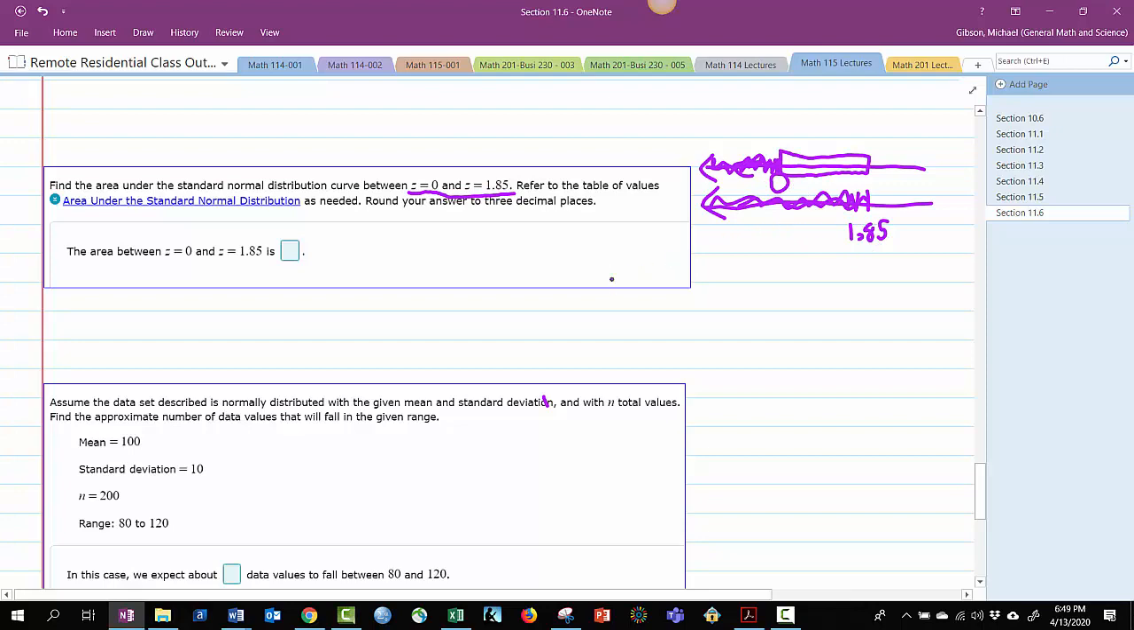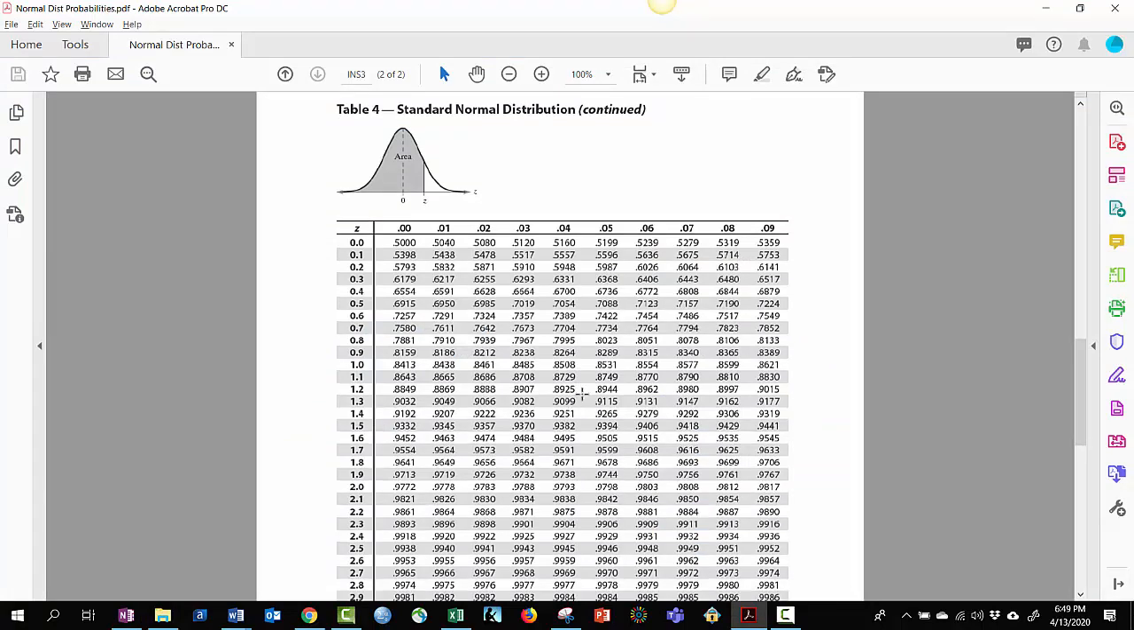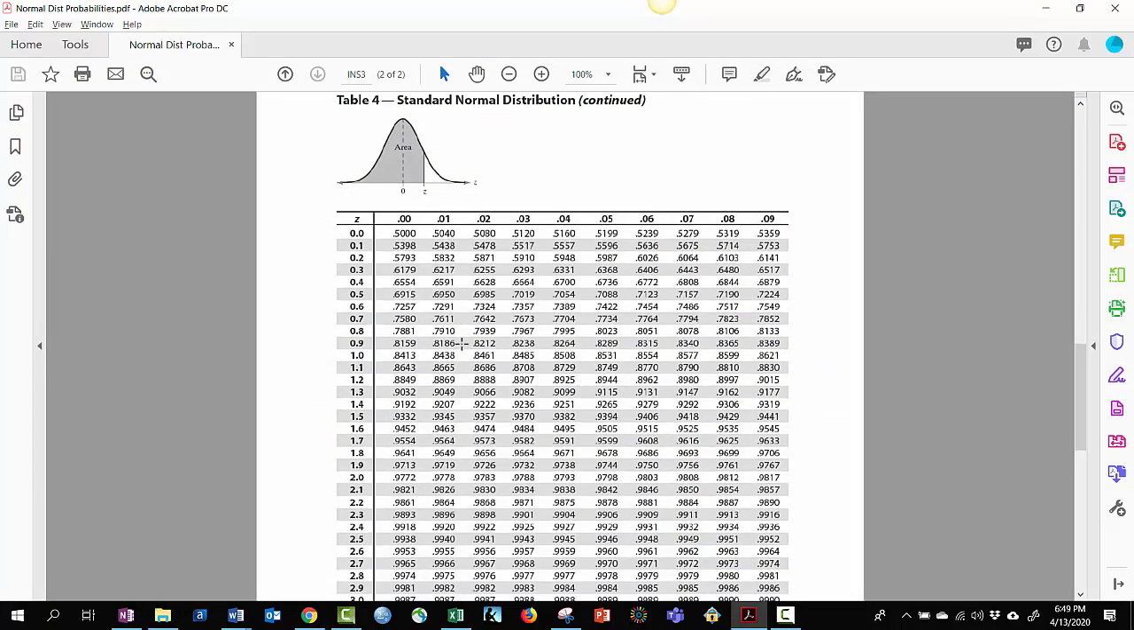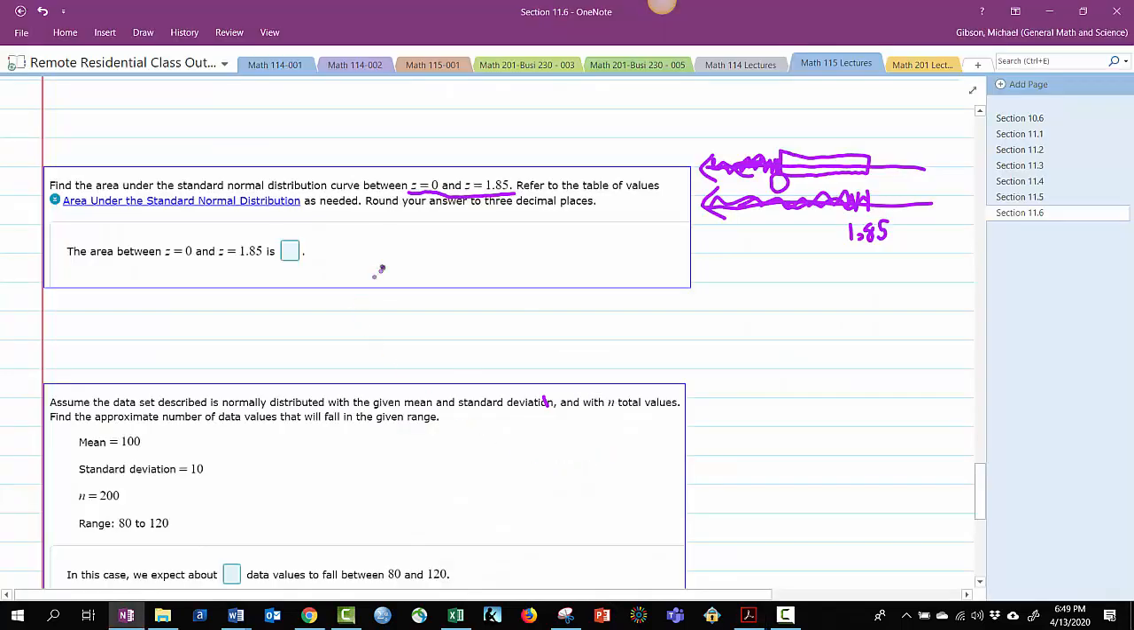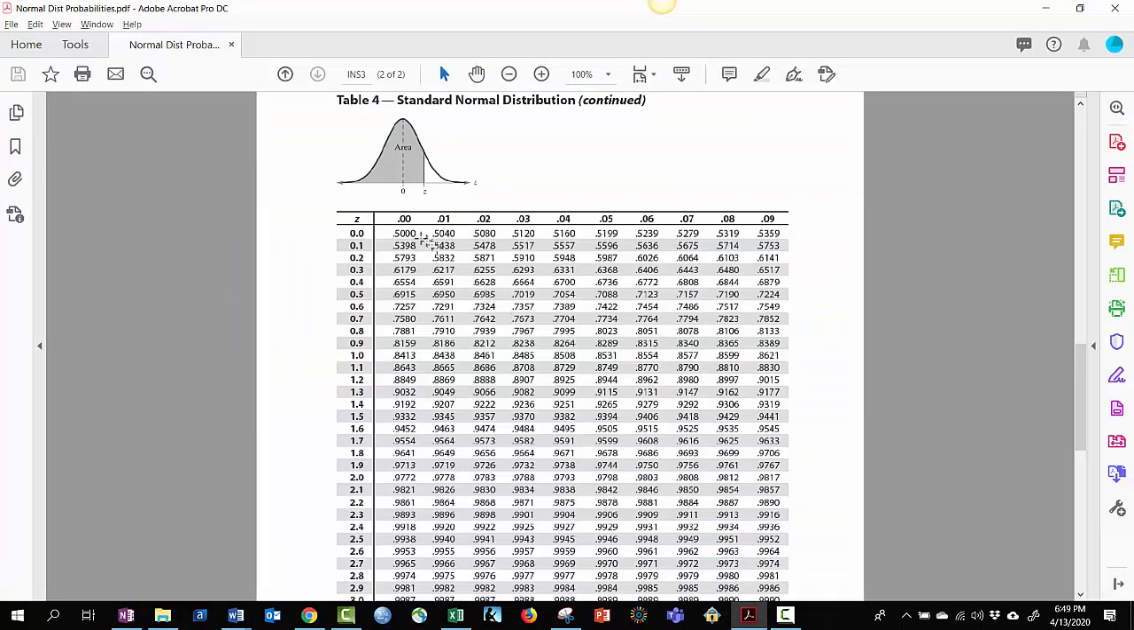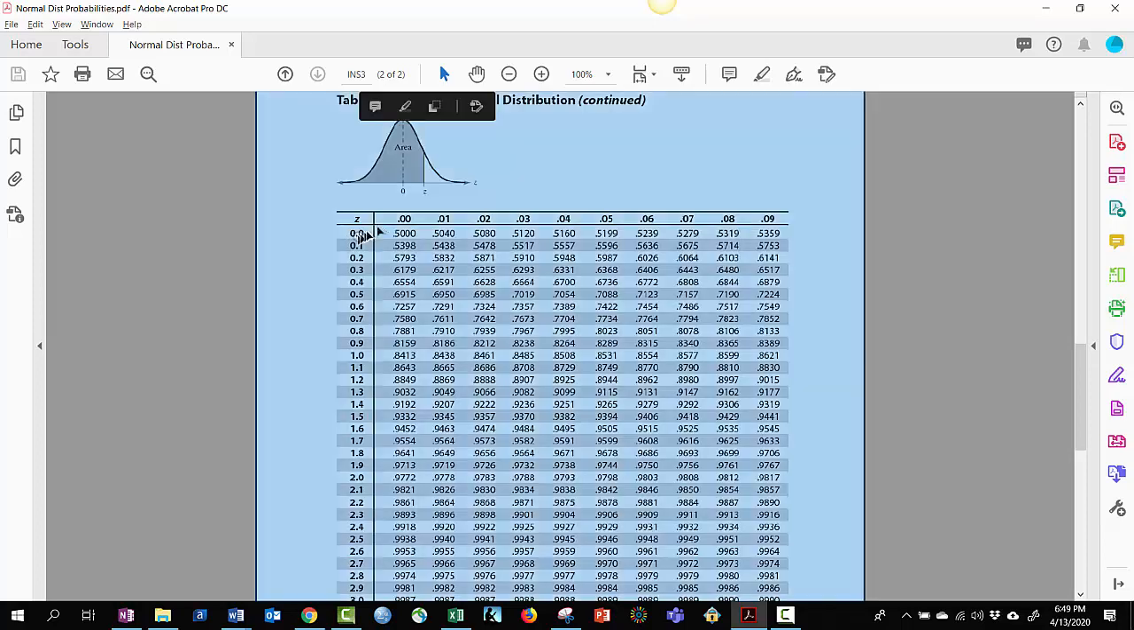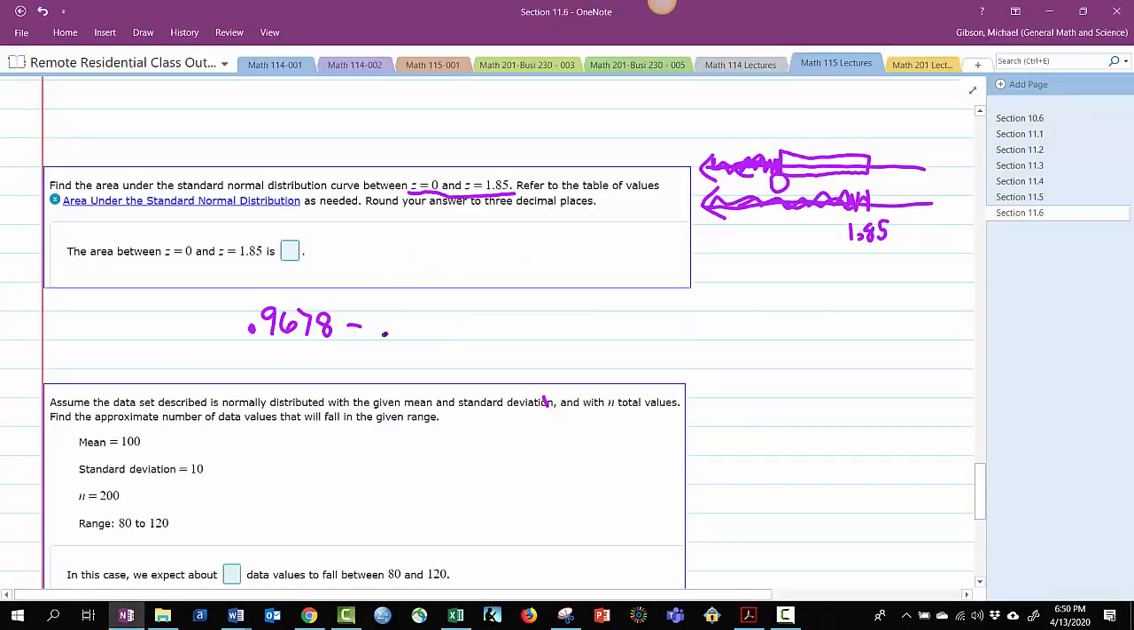So, 1.85 and 0, we're in the positive table here. So 1.8 over to 8.5, there's 8.4, 8.5 is 0.9678. 0, if you remember, 0 is in the middle, so it's going to be 0.5. If you look it up, 0.00 is 0.5000. Okay? So this ends up being 0.4678. It's the probability of being between 0 and 1.85.